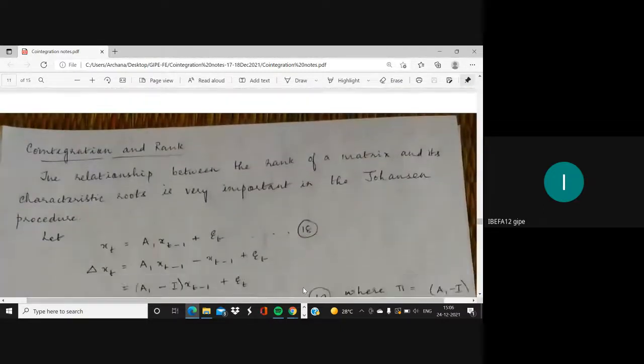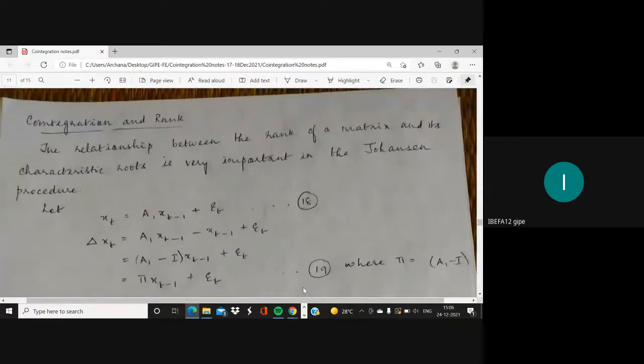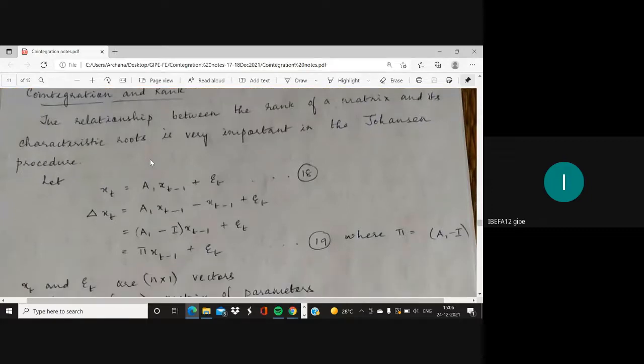Okay, so let's begin this part related to cointegration and the rank of a matrix. This relationship is extremely important. The relationship between the rank of a matrix and its characteristic roots is very important in the Johansen procedure, or the Johansen test for cointegration. Some of you have heard this name before. I think it was mentioned in the previous class.